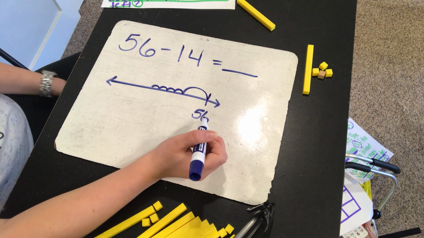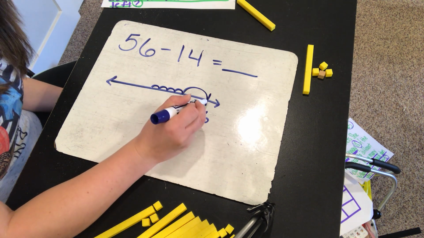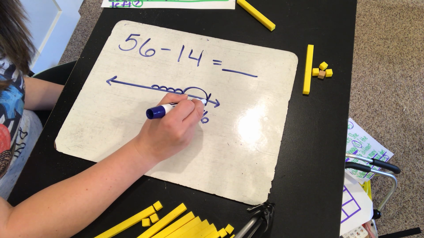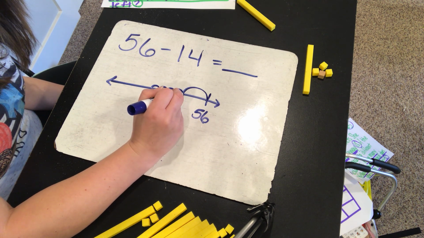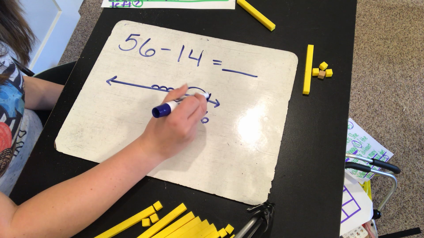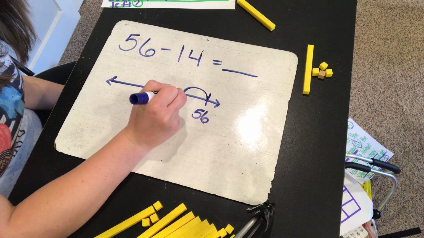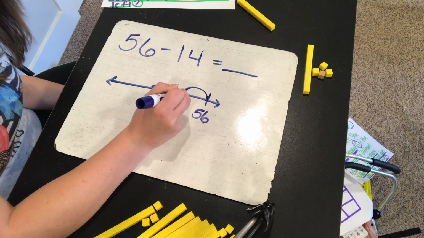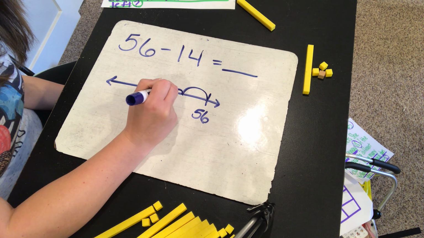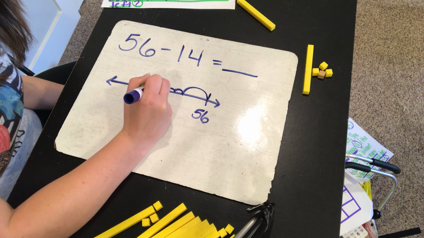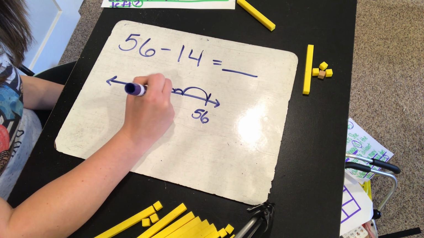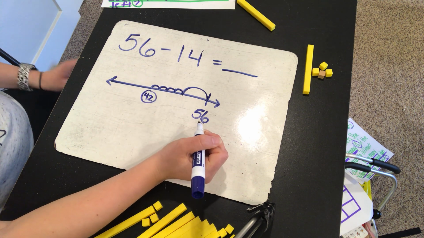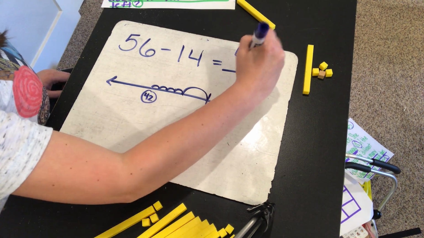Okay, and now let's figure out the answer. So 56 take away 10 is 46, and then count by 1s backwards. 45, 44, 43, 42. 56 minus 14 is 42.